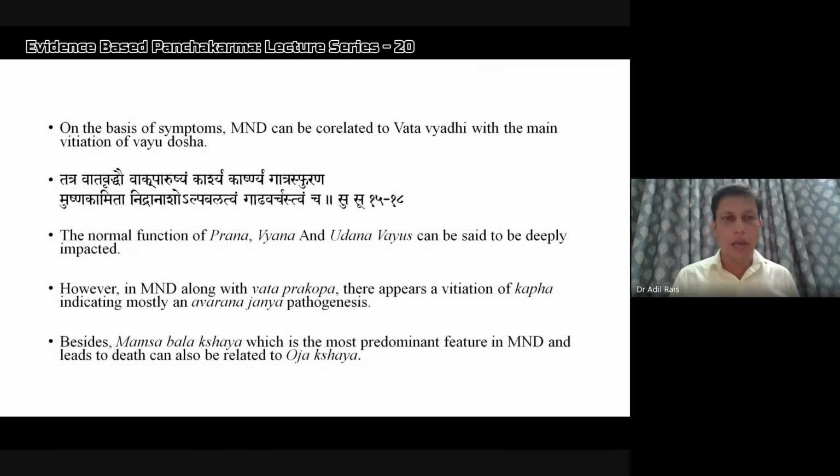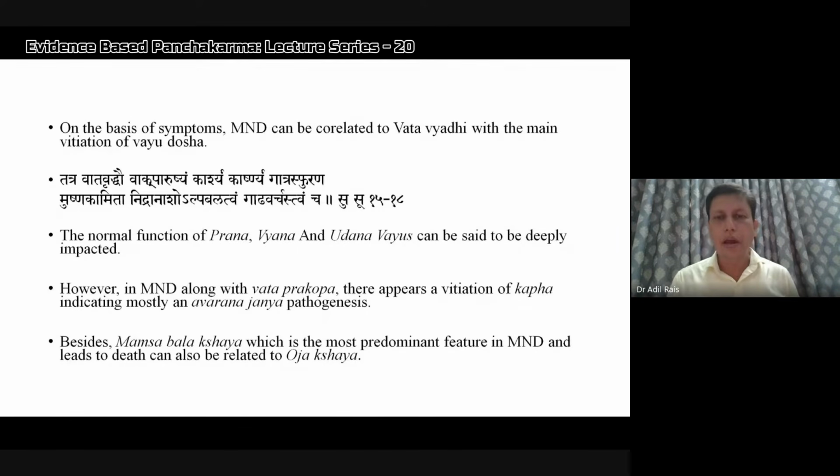Now, coming to the Ayurvedic perspective, motor neuron disease can be correlated to Vat Vyadhi with the main vitiation of the Vayu dosh. There are symptoms according to Sushrut like Vak Parushyam, which can be correlated with dysarthria. Karsha is there. Karsha means wasting of muscles, and Karshne Gatra Spuran we can correlate to fasciculations or abnormal twitching of muscles. Aruchi, Kamita, Nidra Nash can be present in patients. Alp Bal is present. Alp Bal means loss of strength due to loss of muscle mass.